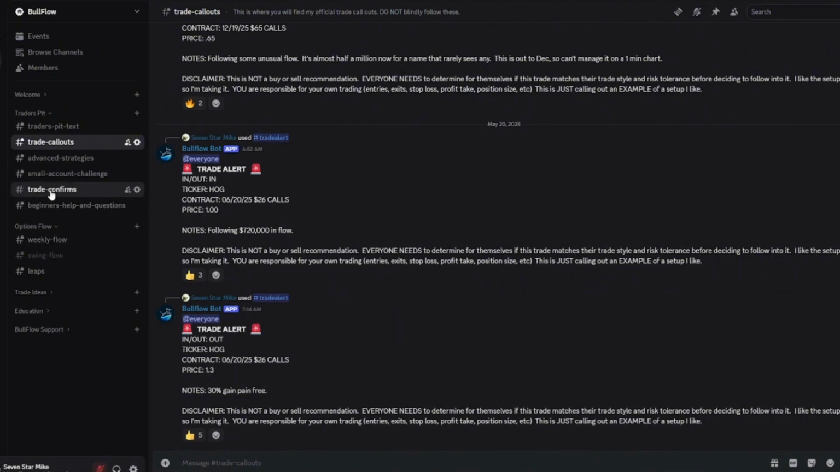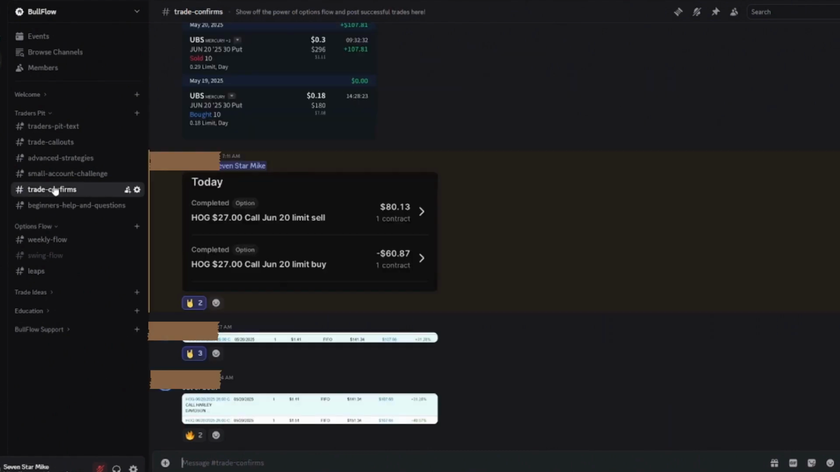But if we come over here to trade confirms, I want to show you that we have today HOG. This trader got in at 60, out at 80. This trader got a 31% gain, and then over here a 40% gain on another contract. So these guys are following the alerts. They are trading options flow, and that's how it's done.